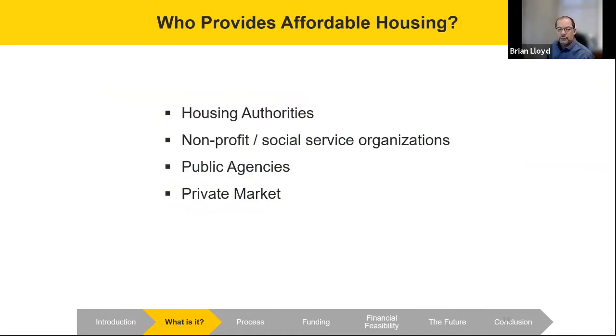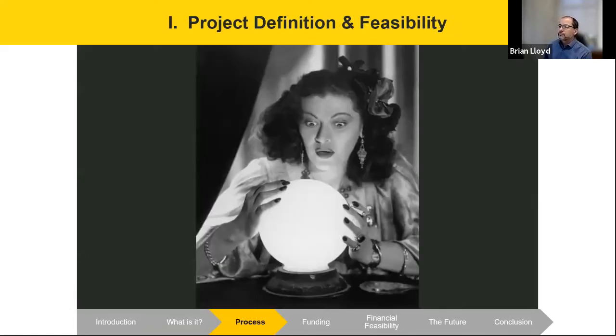All right, so on to who provides affordable housing and what's the process. So a lot of different providers, primarily, though, I would put them in these 4 buckets: housing authorities, nonprofit organizations and social service organizations, public agencies, and private market providers. Now the process. So the process looks very much like conventional real estate, but there are a few important differences.